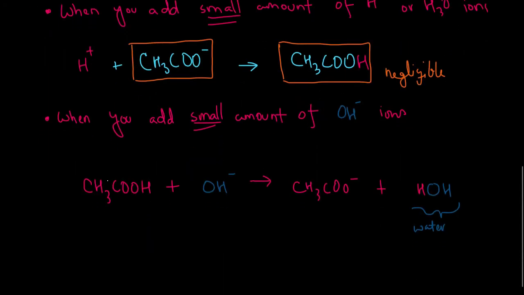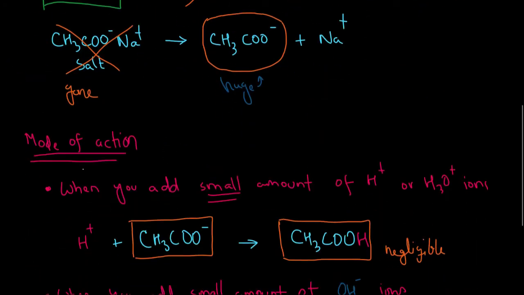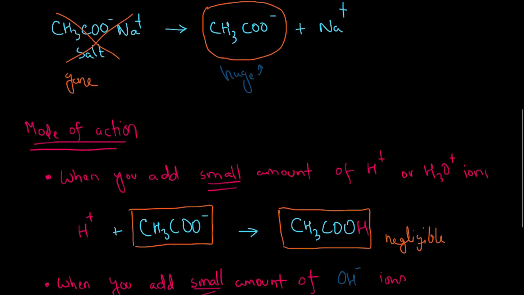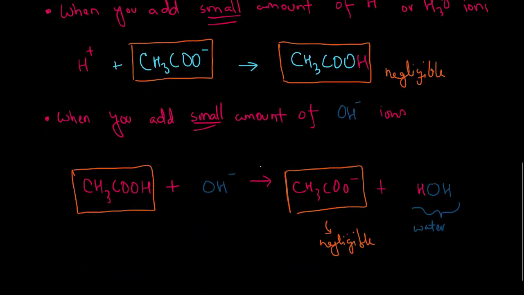And in this case, the amount of ethanoic acid that you're using up is negligible compared to the huge reservoir that you have up there. And the amount of ethanoate ion you produce is also negligible. This is negligible compared to the huge reservoir of ethanoate ion you have from the salt. So that's why there is no pH change.